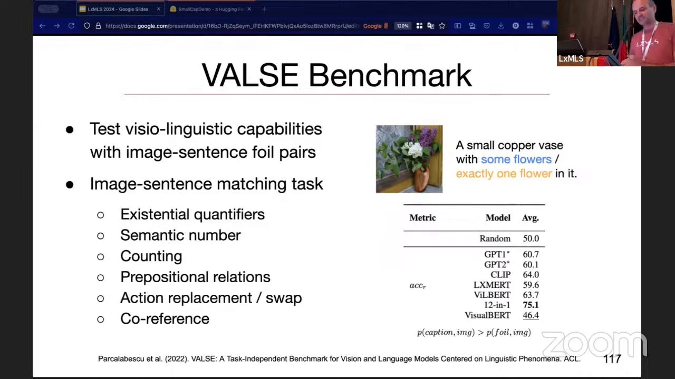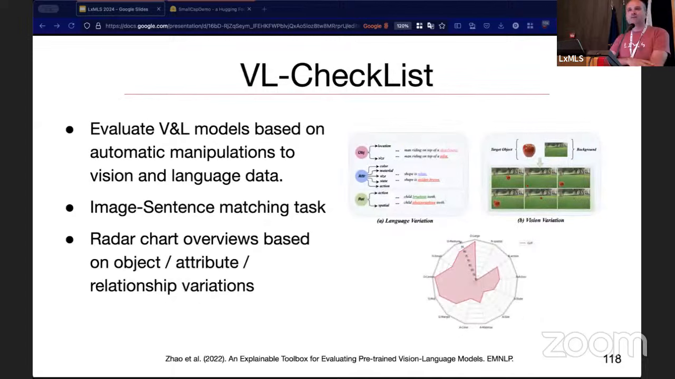There's also been a line of work on trying to create vision and language checklists, where you want to evaluate models based on performing automatic augmentations to the data. Once again, framed as an image-sentence matching task, there are so many common themes in this area of understanding models. And you can also use this to visualize which aspects or which properties of these manipulations the models are robust to.